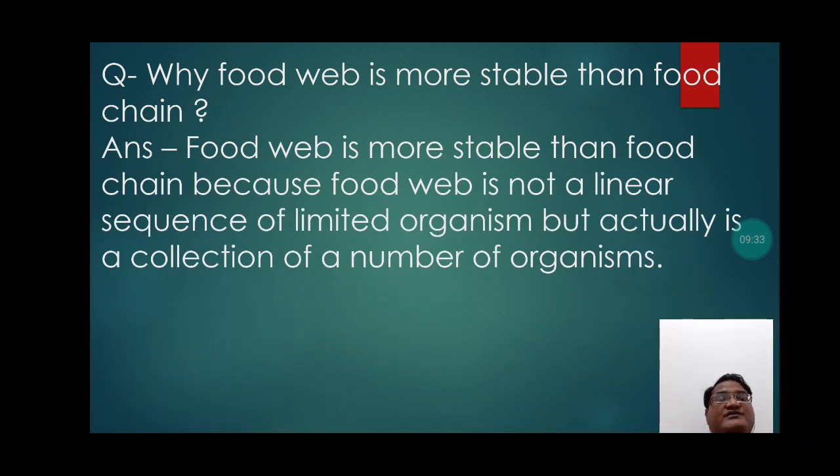So students, now let's discuss a very important question. Why is food web more stable than food chain? Food web is more stable than food chain because food web is not a linear sequence of limited organisms, but actually is a collection of a huge number of organisms.